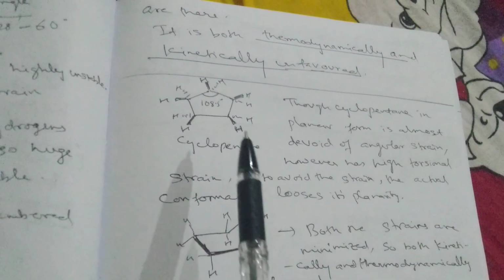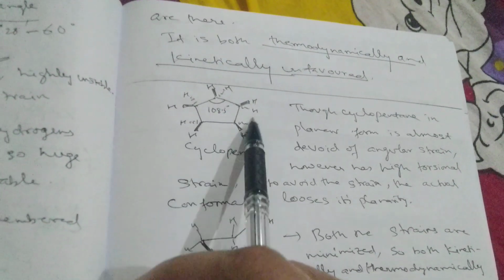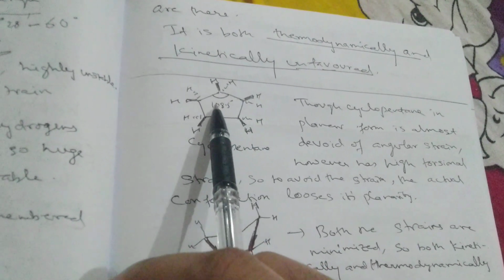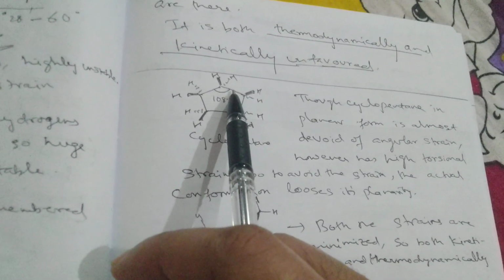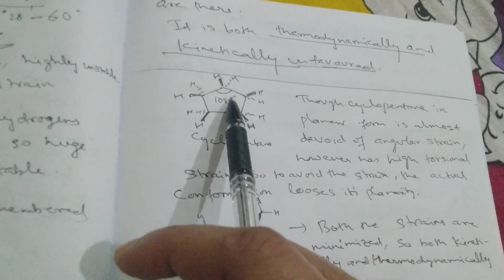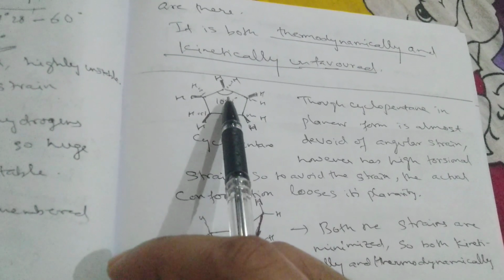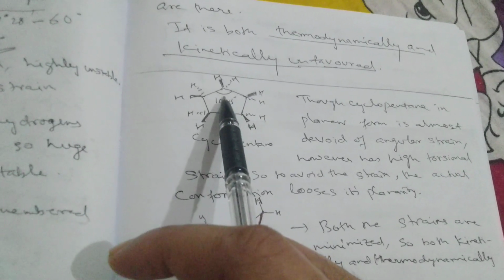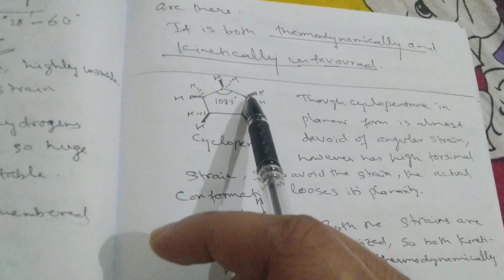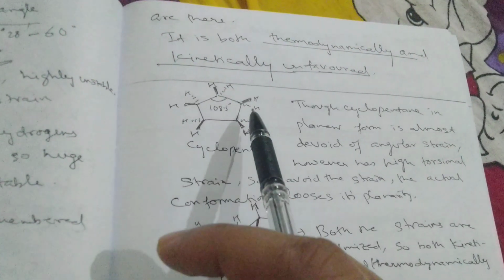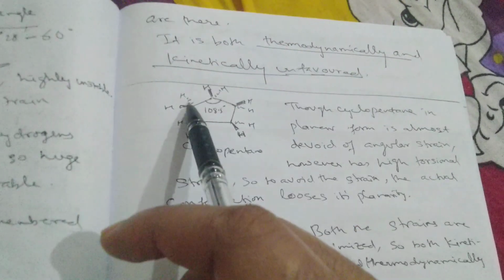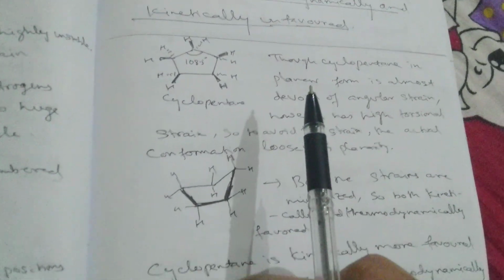The attack is not very favorable; the ends are not quite close by. Now the 5-membered ring: if it is a planar structure, the angle is 108.5 degrees. I am not very sure about the exact angle, but it's more than 108 degrees and less than 109 degrees. The expected angle is 109, so it's very close, and it doesn't have angular strain. But in the planar form, all these hydrogens are eclipsing each other, so there is a huge amount of torsional strain.